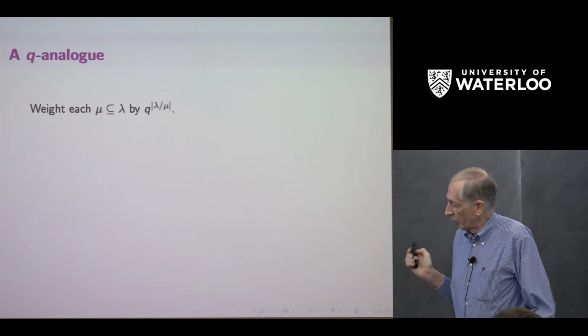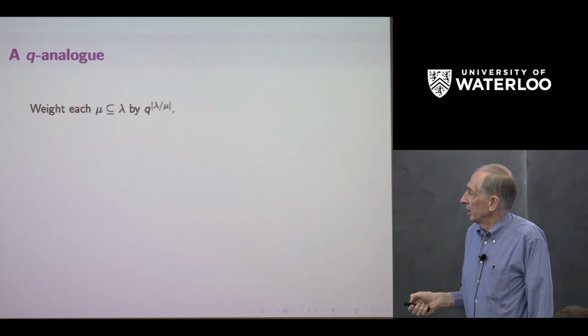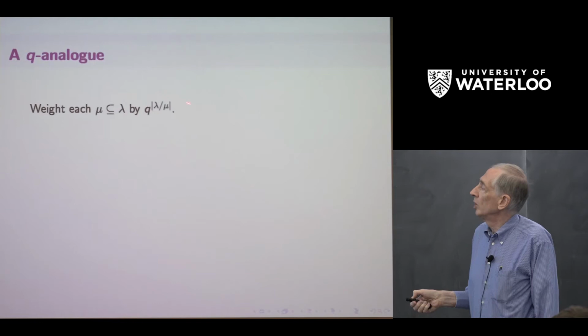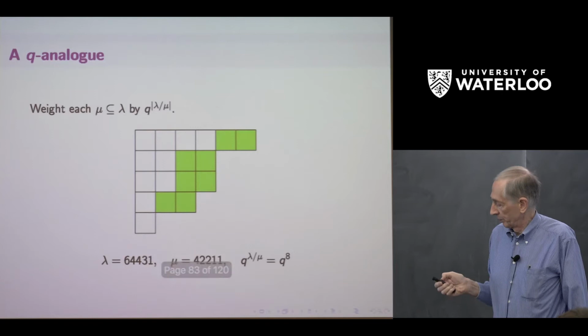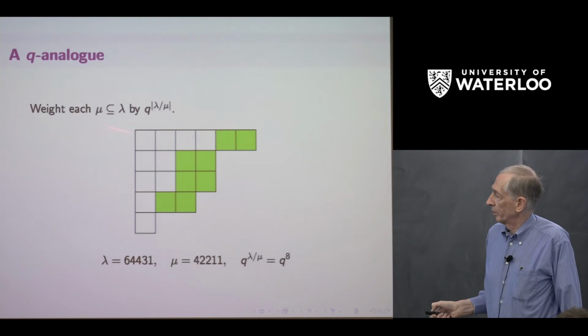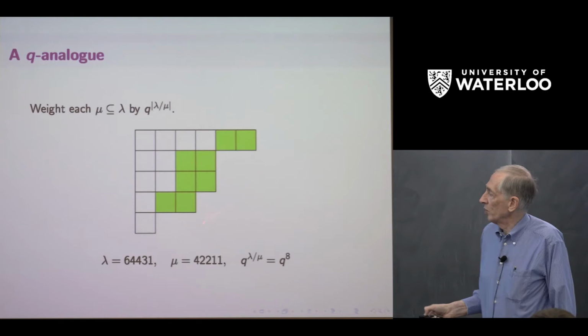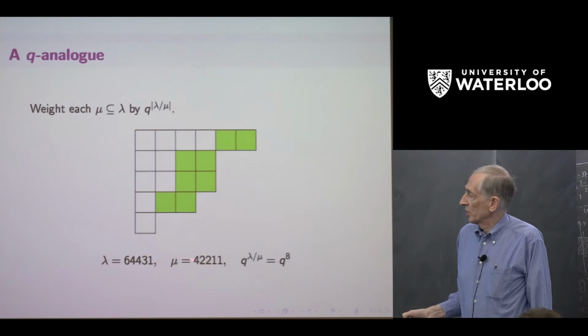Rather than letting each mu contained in lambda count just once when counting the number of diagrams that fit in lambda, we weight it by q to the number of squares of lambda that are not in mu. So for instance, here this big diagram is my partition lambda, 6, 4, 4, 3, 1. Mu is the subdiagram 4, 2, 1, 1. There are 8 squares, the green ones, that are in lambda but not in mu. So we're going to weight this mu by q to the 8th.